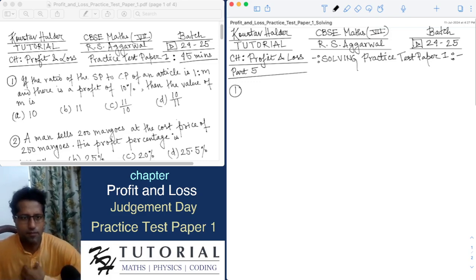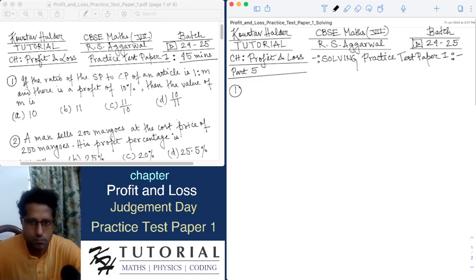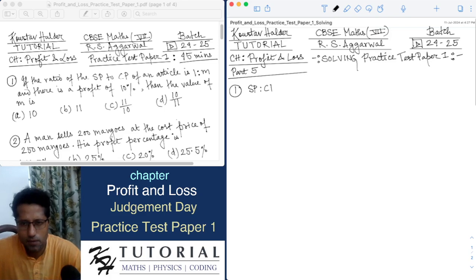Problem 1 says that if the ratio of the SP, which means selling price, to CP, that is cost price, of an article is 1:m, and there is a profit of 10%, then the value of m is. Okay, so the ratio of SP to CP is given to be 1:m, and it also says that there is a profit of 10%.